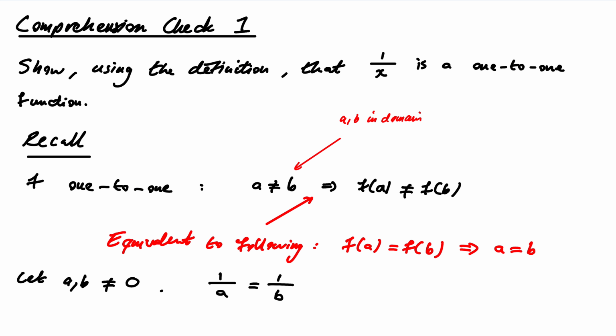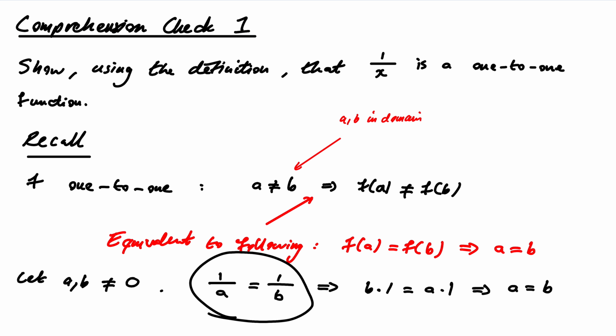Well, if this is the case, this is of course if and only if, but this implies I can cross multiply, so b times 1 is equal to a times 1. And of course, this is exactly the statement that, well, a is equal to b. So if this is true, if the outputs are the same, the inputs are the same. So bingo, all of that together implies 1 over x is 1-to-1.